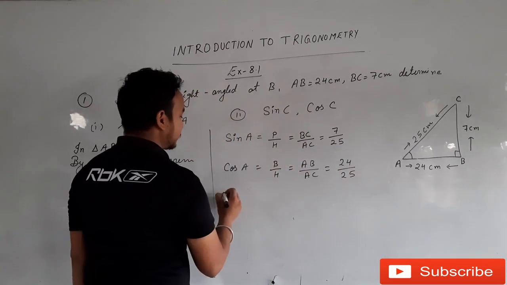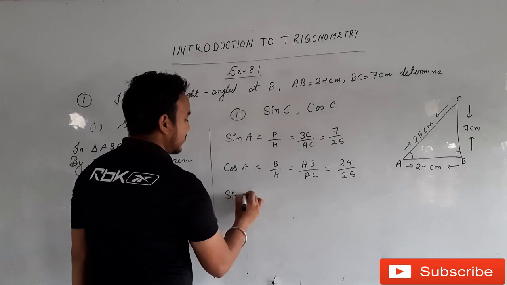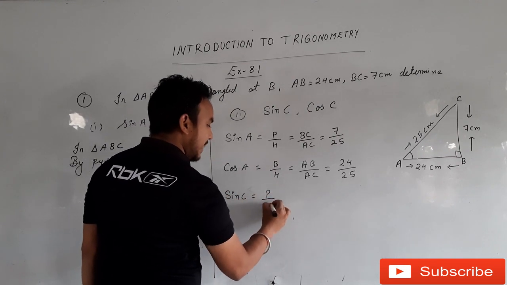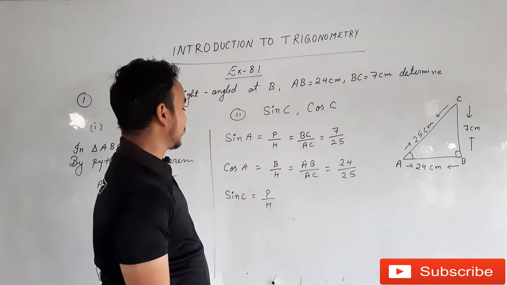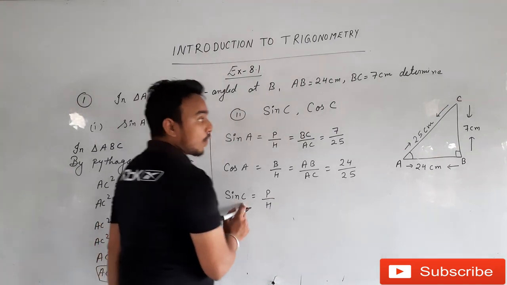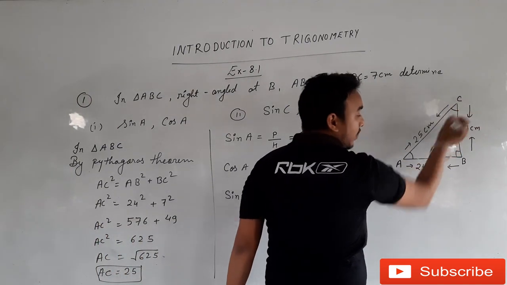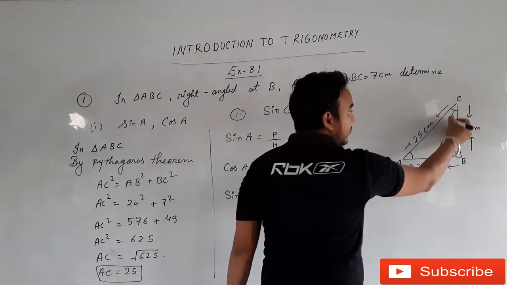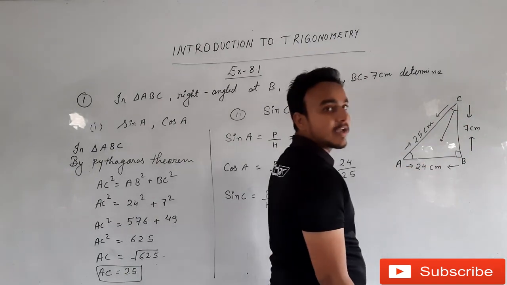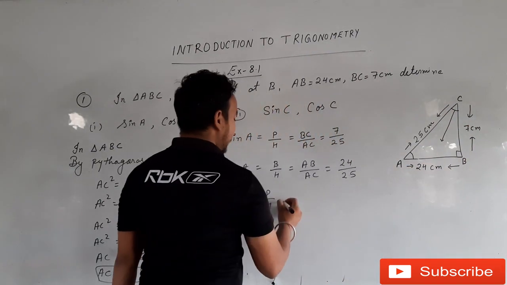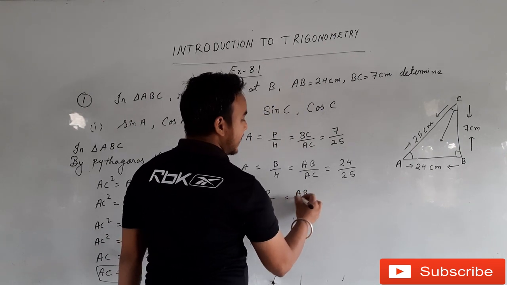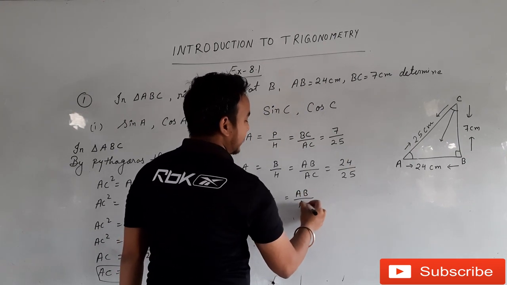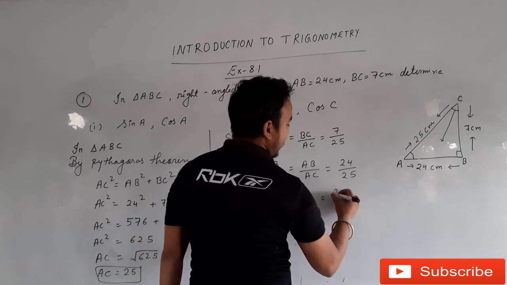For the second question, sin C, we also know that it will be the P by H, perpendicular by hypotenuse. But if we talk from C, the perpendicular will be changed. The perpendicular becomes AB and hypotenuse becomes AC. It means 24 by 25.